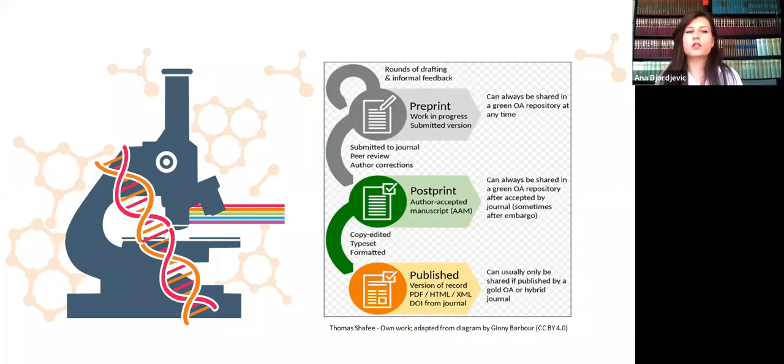The published version, or version of record, can usually only be shared if published in a gold open access or hybrid journal. If not, authors can share their work using the green open access route by depositing the manuscript in a repository after it has been accepted by the journal, and sometimes after an embargo period.